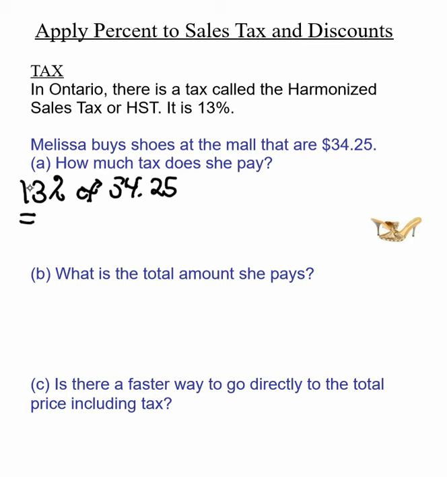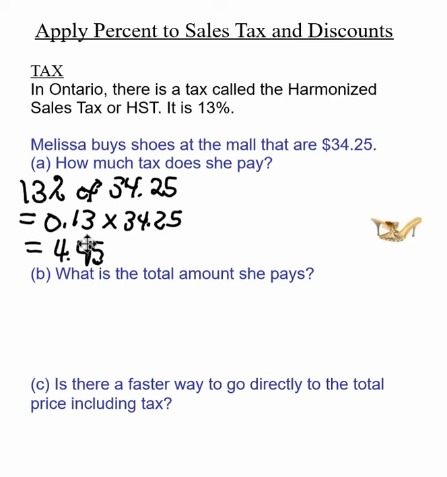So remember, whenever we have a percent, we can turn it into a decimal by dividing by 100. Of means to multiply. And then we can just get our calculator and get the answer. And we may have to round, and we always round, obviously, to 2 decimal places because it's money. So in this case, it'll be $4.45. That will be the amount of tax that is paid for the shoes.